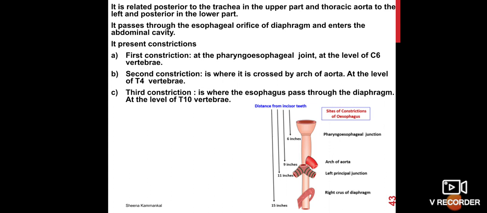This esophagus, I have already told, is a collapsed muscular tube. Collapsed muscular tube in the sense it is not a rigid structure. It is collapsed, and it becomes elongated or straight only when food enters into this pipe. Otherwise, it will be a collapsed structure, and naturally it has several constrictions.